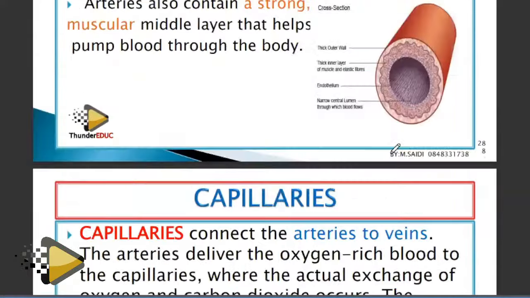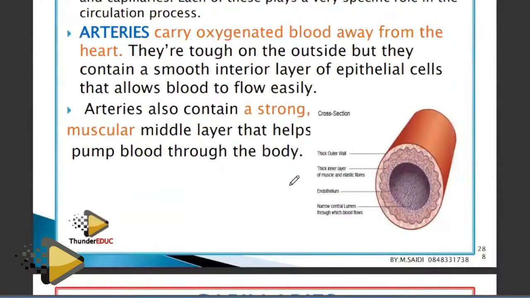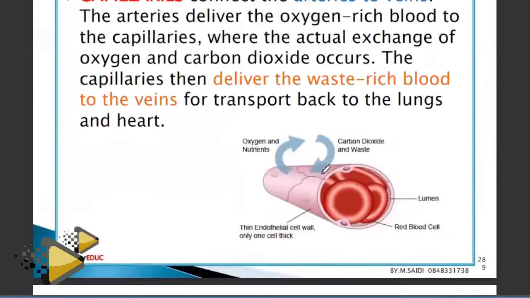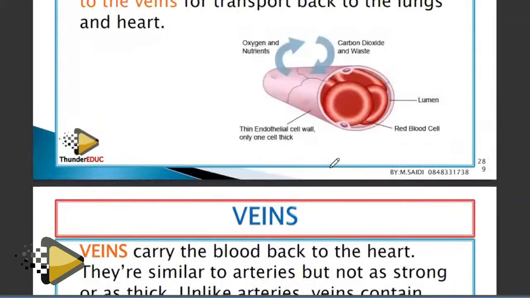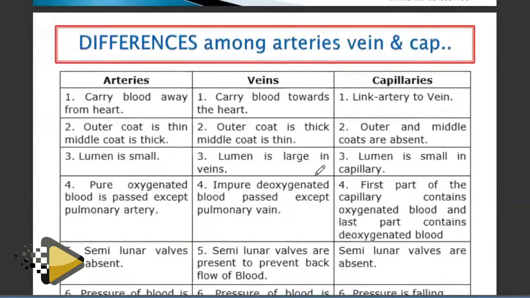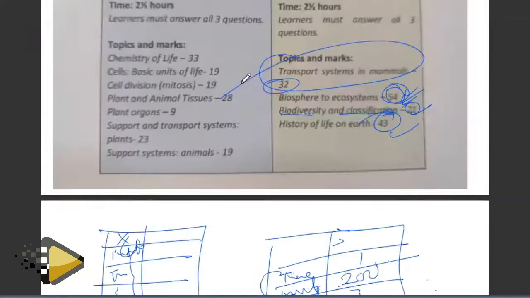These are blood vessels of the circulatory system. Remember we have three categories of blood vessels: the capillaries, the arteries, and then the veins. So maybe you can talk about two or three differences between the two, and that's it. So guys, I know that the papers are going to be very easy.